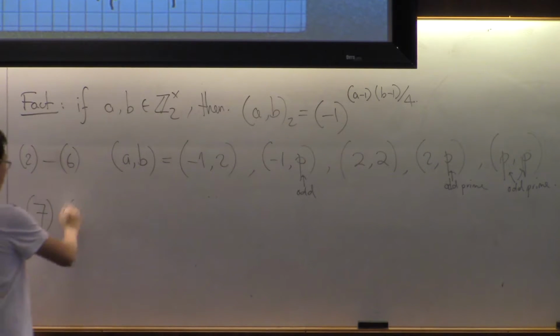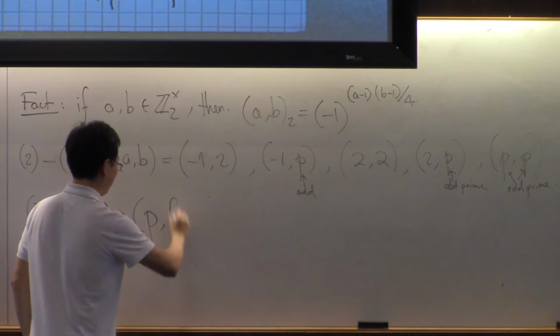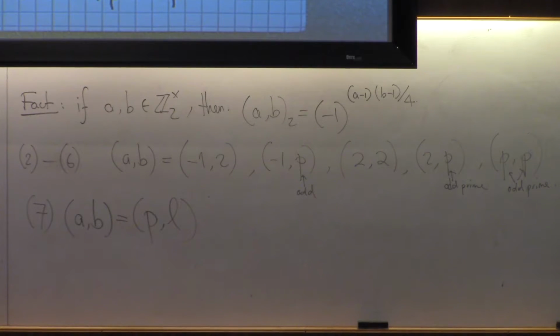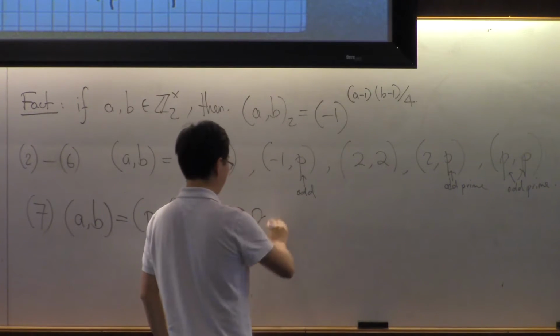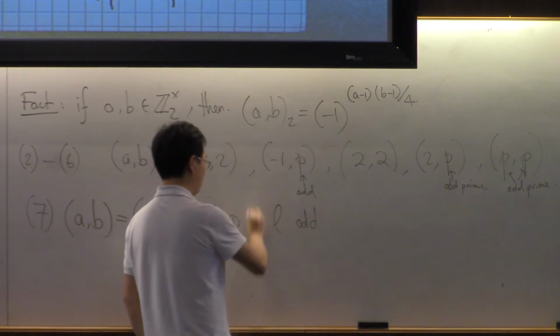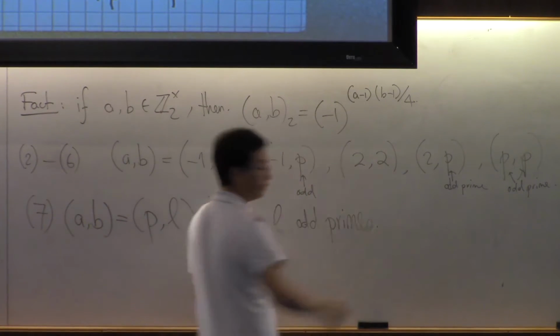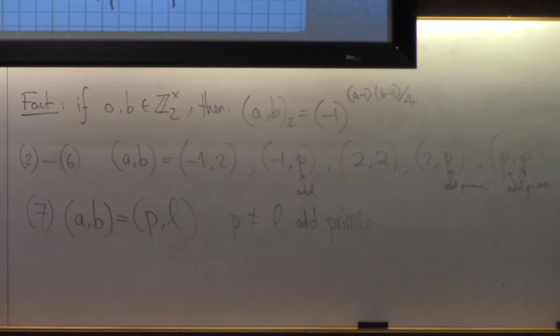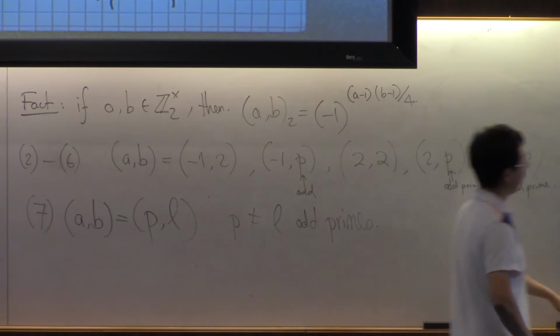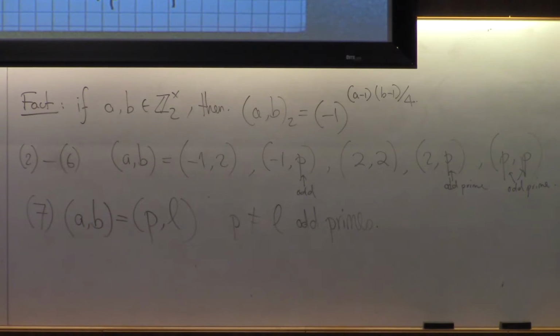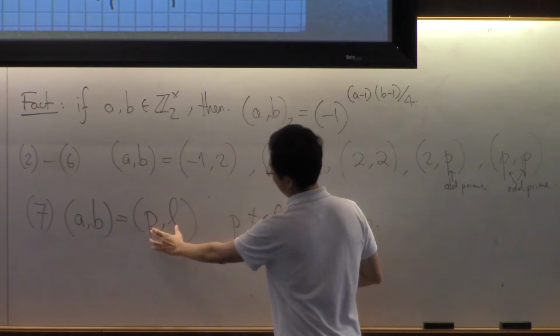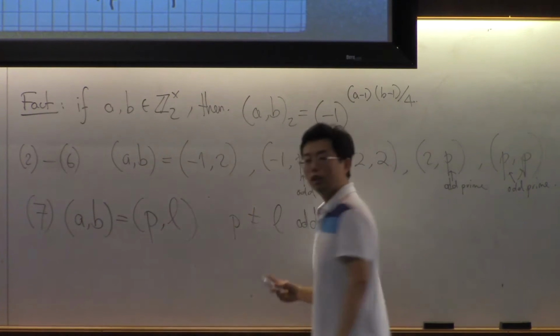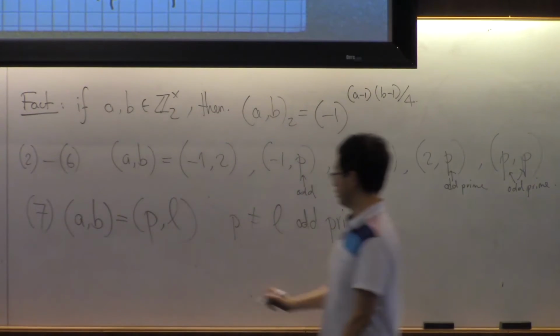This last case I want to emphasize, where A and B are prime numbers, but different odd primes, P and L. Odd, P not equal to L, but both odd primes. Let's check this last case. So what do I know in this case? I'm going to go over all the places. If the place is a third odd prime, different from P and L, the Hilbert symbol is 1.